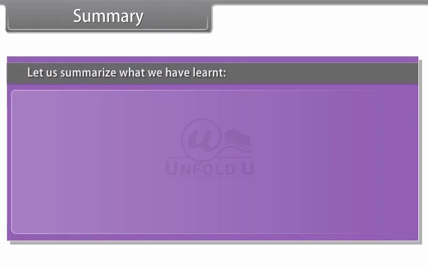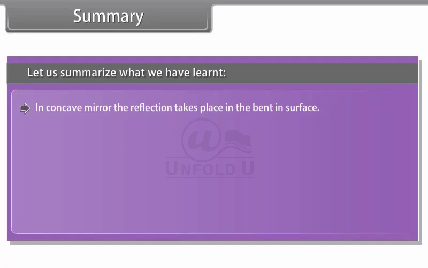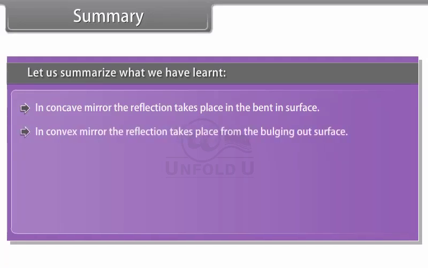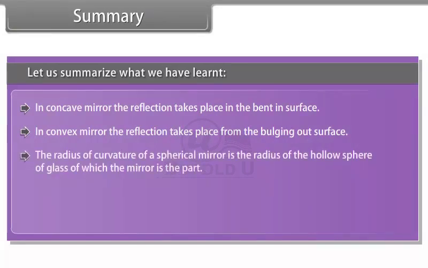Summary. Let us summarize what we have learned. In a concave mirror, the reflection takes place on the bent-in surface. In a convex mirror, the reflection takes place from the bulging out surface. The radius of curvature of a spherical mirror is the radius of the hollow sphere of glass of which the mirror is a part.